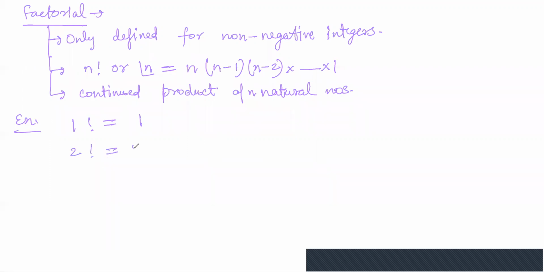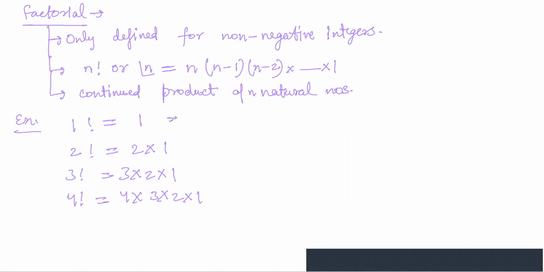2 factorial is 2 into 1. 3 factorial is 3 into 2 into 1. So whatever factorial you are calculating, you have to start multiplying all the natural numbers from 1 to that number. So if you are calculating 3 factorial, you have to multiply all the natural numbers starting from 1 to 3. If you are calculating 4 factorial, you have to multiply all the natural numbers starting from 1 to 4. So start with 4, come down to 1. Write the product of all the natural numbers.